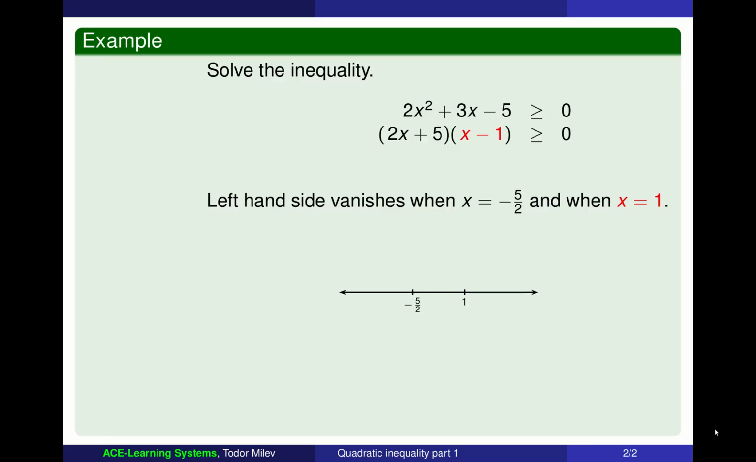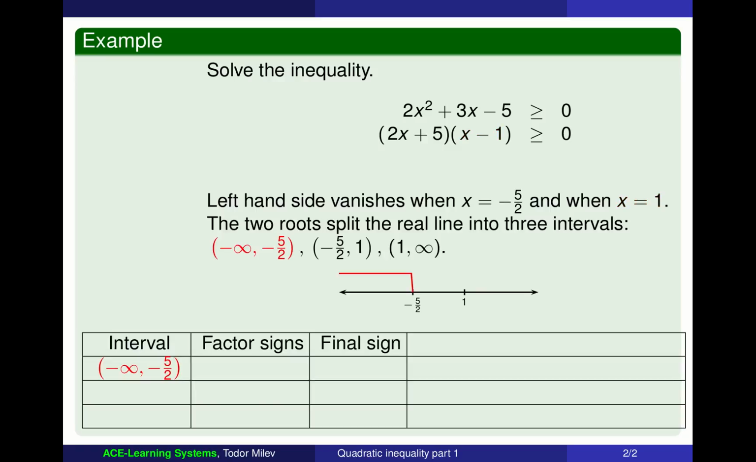From the beginning we factored our quadratic, and we used the zeros of our quadratic to mark them on the real line. Next, we use the points we indicated on the real line to chop the real line into intervals. In this case, into 3 intervals. Here's the first interval, the interval from negative infinity to negative 5 halves. That's the first interval we're having on the real line.